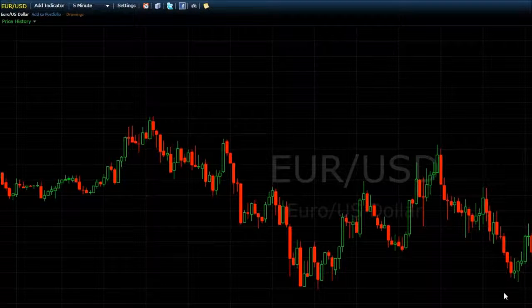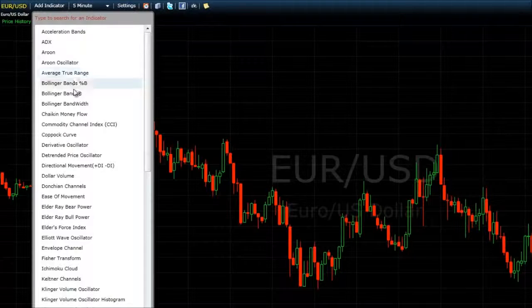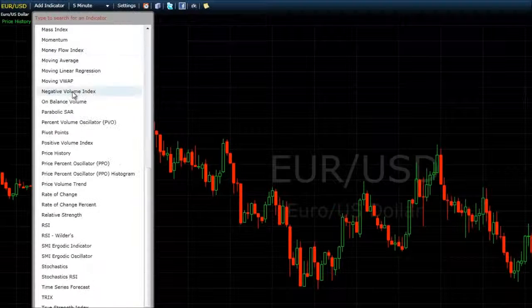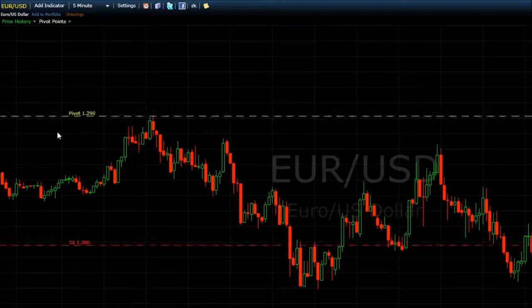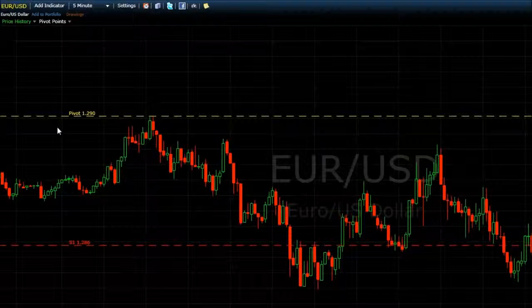So let's begin by adding these pivot points to our charts on freestockcharts.com, as you can see on the screen, to see exactly what these look like and how we can use them. The first thing we're going to do is go up to Add Indicator, and I'm going to go down to Pivot Points. As you can see, we've added a pivot point at the 1.290 level, and it's also added a support level for us at 1.286. If you notice, this is on the euro dollar, and today is September 30th, 2012.